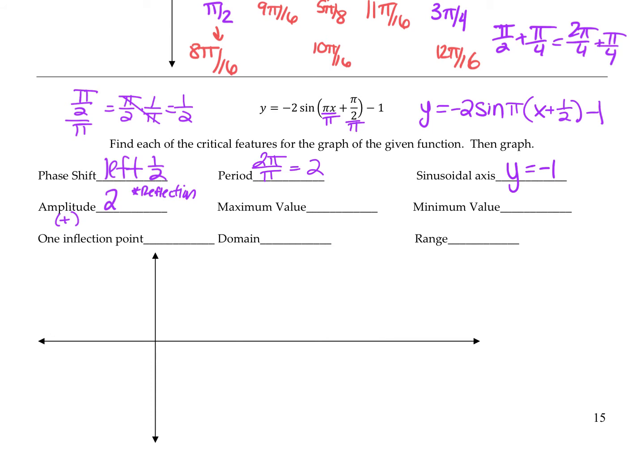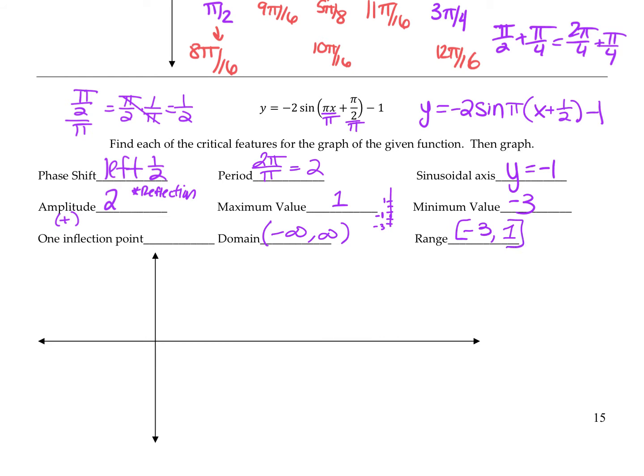My sinusoidal axis is at -1 and my amplitude is 2. If I go up 2, my maximum would be at 1. If I go down 2, my minimum would be at -3. Like I said, I'm going to save my inflection points, but I know I have 3 options for those. My domain would be -infinity to infinity, and my range would be -3 to 1.